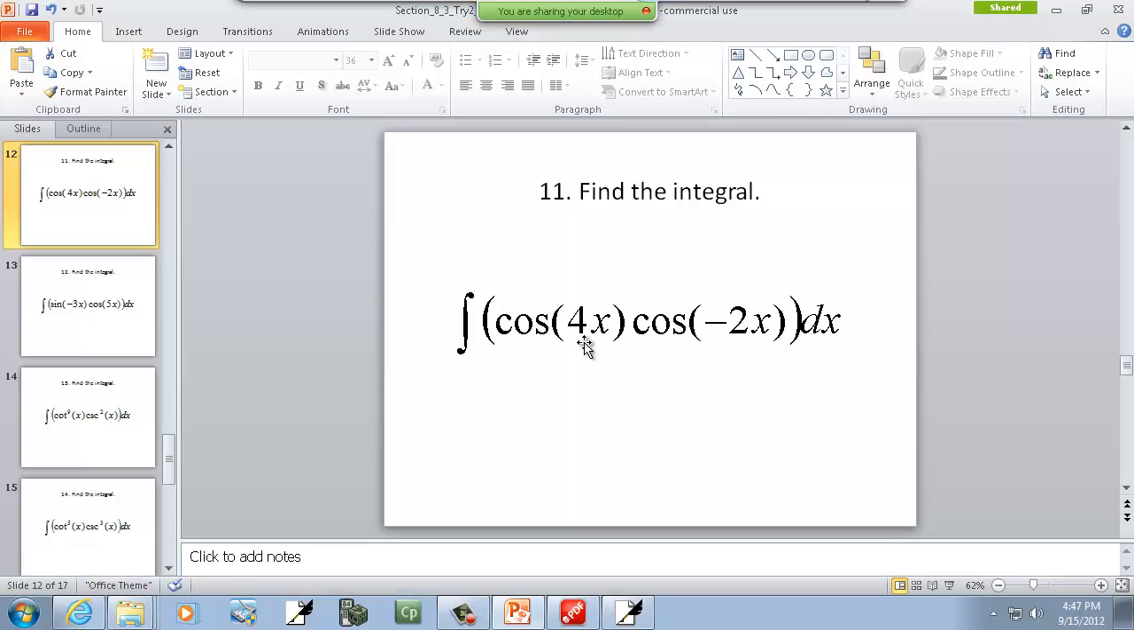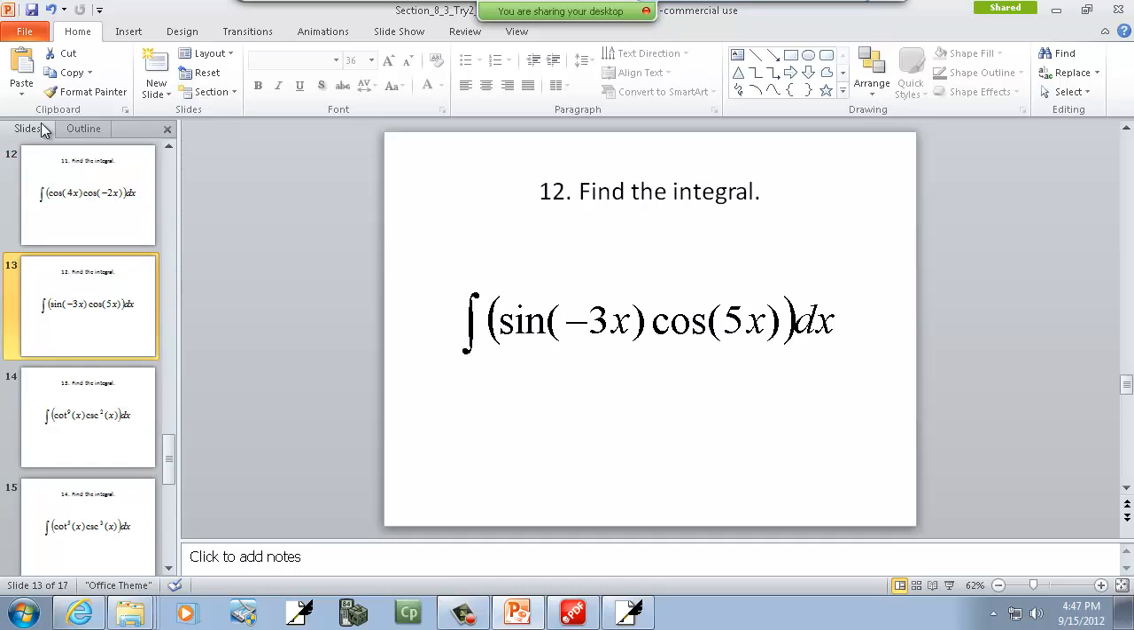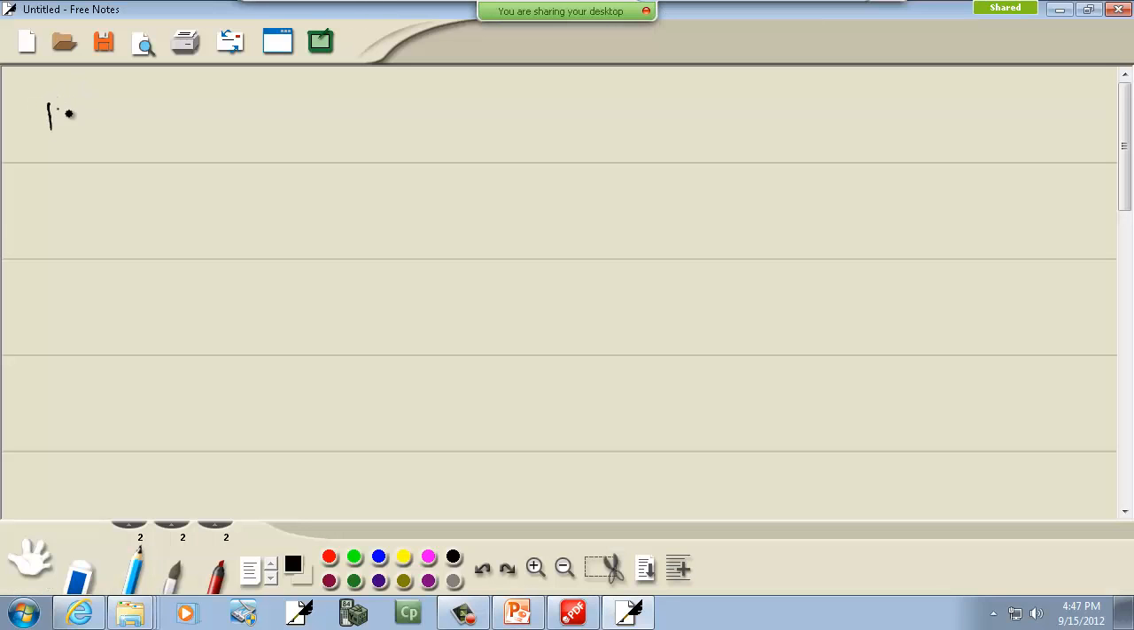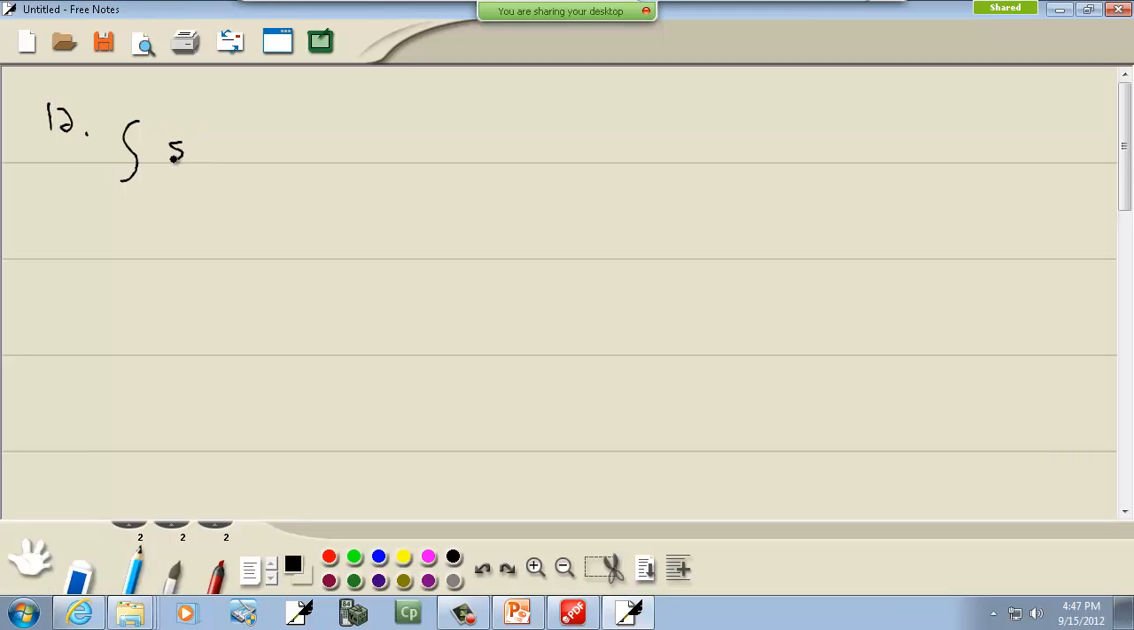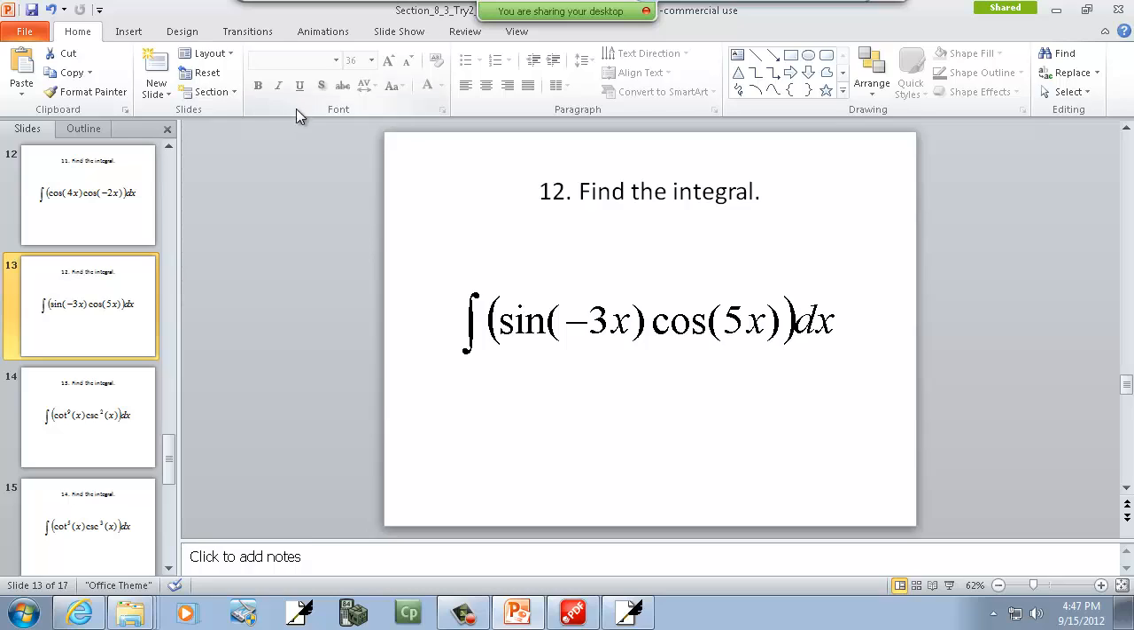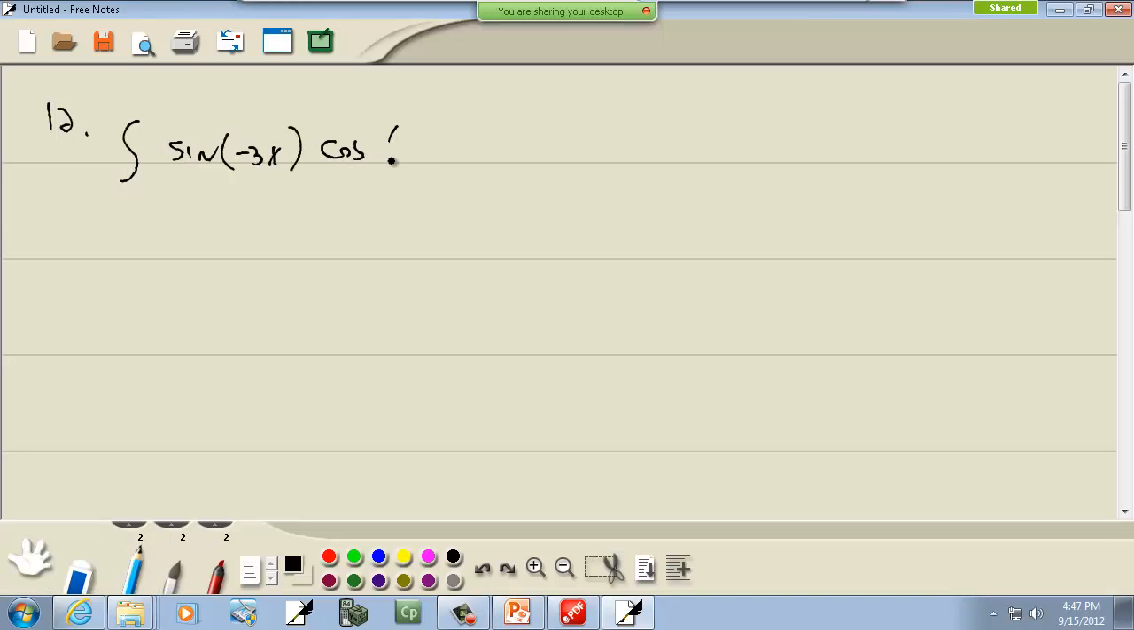And let's look at our next problem. This one's another one of those formulas. Let's see, sine negative 3x, and then cosine 5x, and dx. Okay.